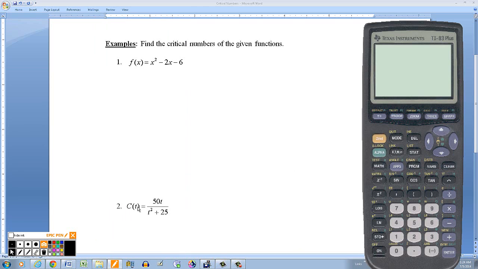This one is a rational function. So in this case, I'd have to use the quotient rule, which I went over in the last video. So I would take the derivative here.